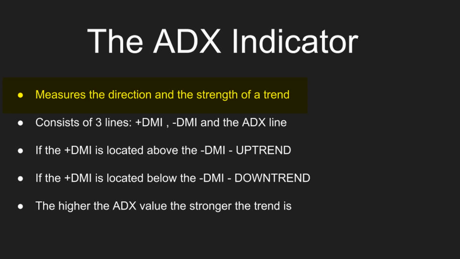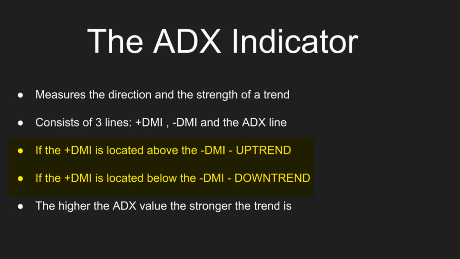And now we will talk about the ADX. This indicator measures the direction of a trend as well as its strength. It consists of 3 lines: the plus DMI, which represents buying power, the minus DMI, which represents selling power, and the ADX itself, which is derived from the relation between them. So the first thing we want to know is the overall direction. If the positive DMI is located above the negative DMI, then we have an up movement.